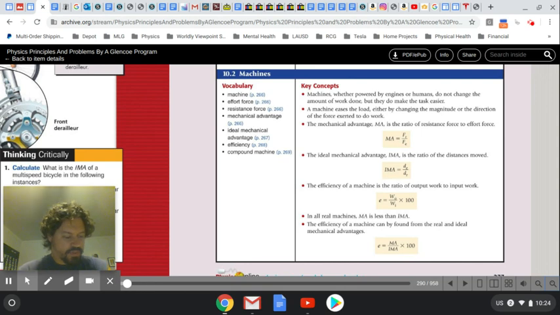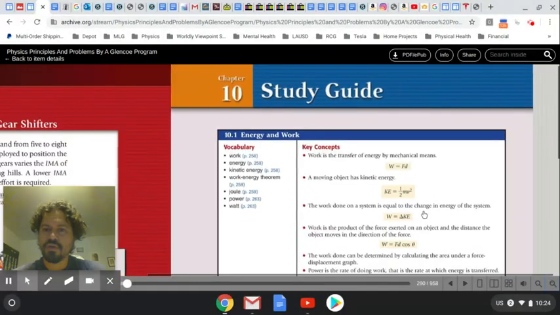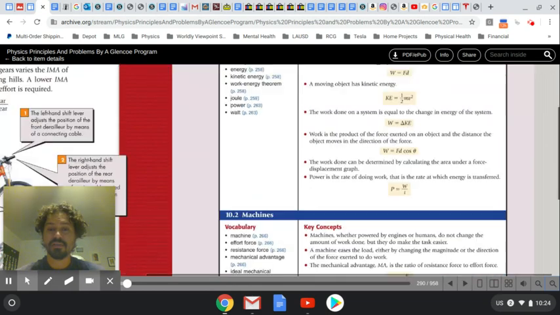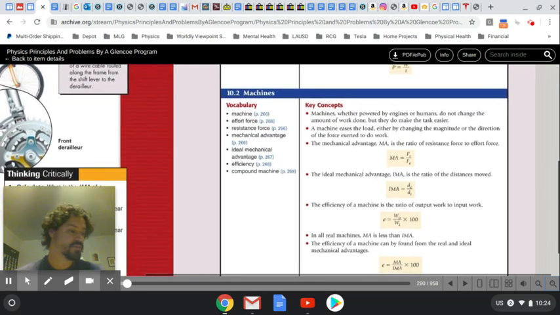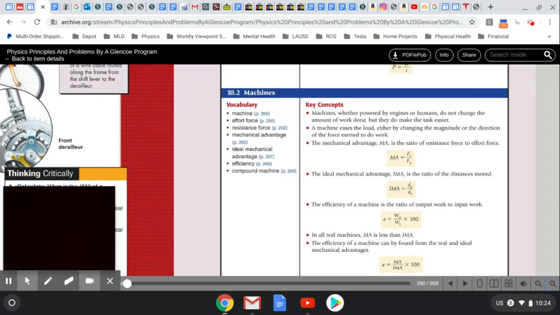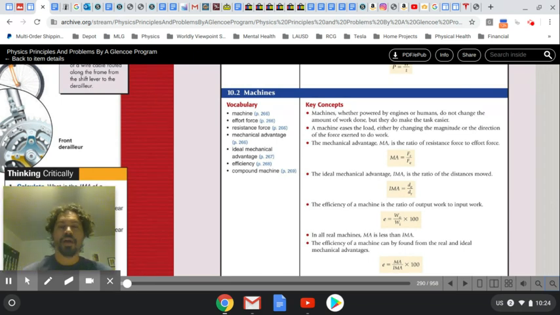So, if you said yes, what would that mean? If a machine could change the amount of work done, first let's actually think about what is work. So remember, work here is the transfer of energy by mechanical means. So if you got hung up there, you didn't know what work was, there it is. If you still haven't answered this question, do it now. Okay, no more pausing. Here we go for real.